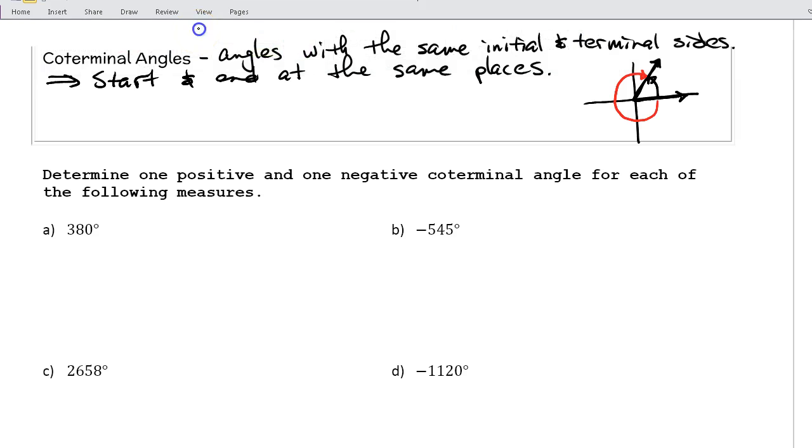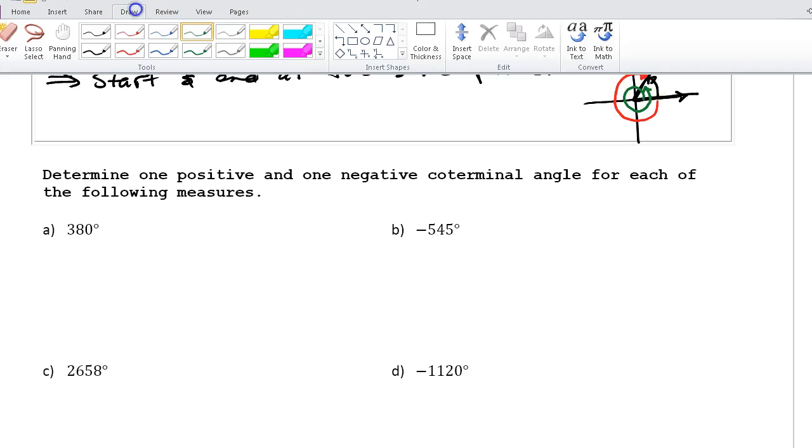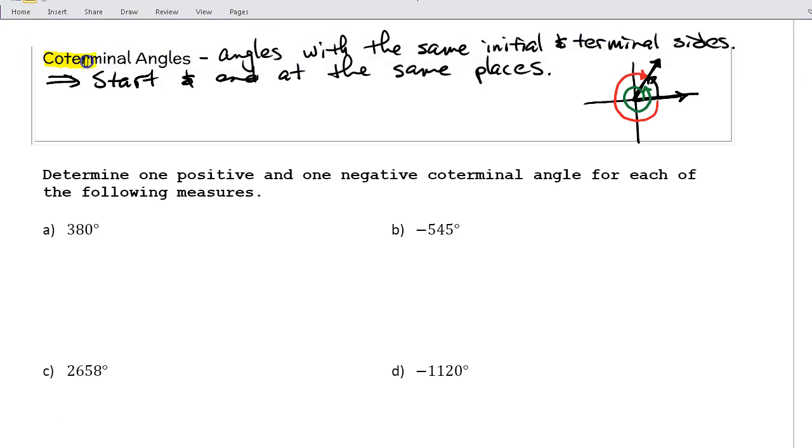Or I could even go around one full time. I started at the positive x-axis, I went around a full time, and then ended at the terminal side in the first quadrant again. So all three of these angles, they start at the positive x-axis, they end at this terminal side in the first quadrant. We would say they are coterminal angles.